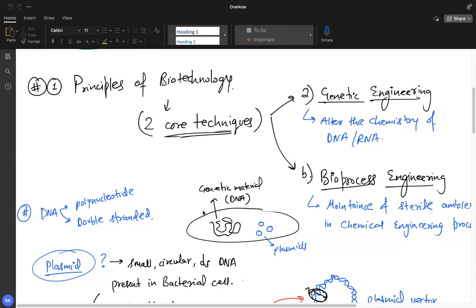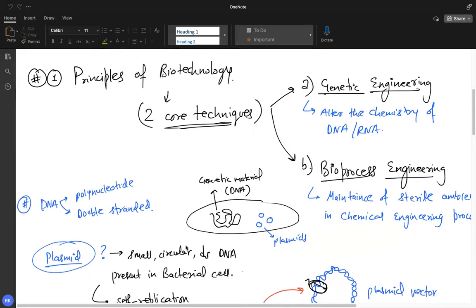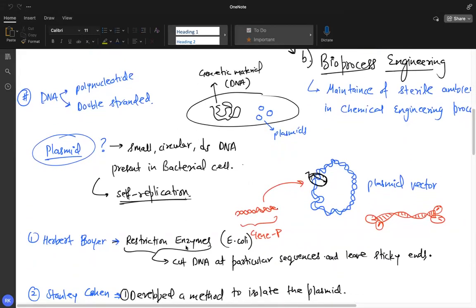Either you engineer the genetic or you engineer the bioprocess around it, which is required to do the genetic engineering. And then I talked about plasmid. I introduced plasmid, and you all know what is plasmid, right? Plasmids are free floating extra chromosomal circular DNA in bacterial cells. So many strains of bacteria have plasmids.